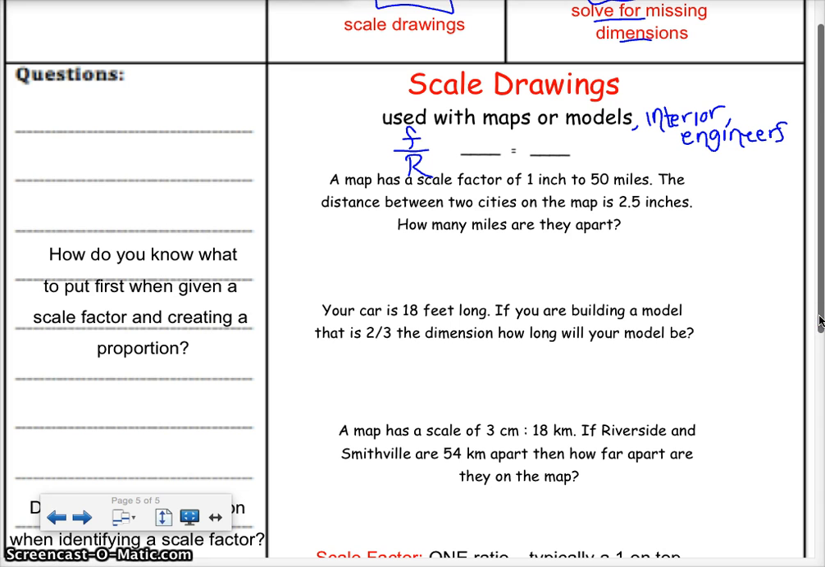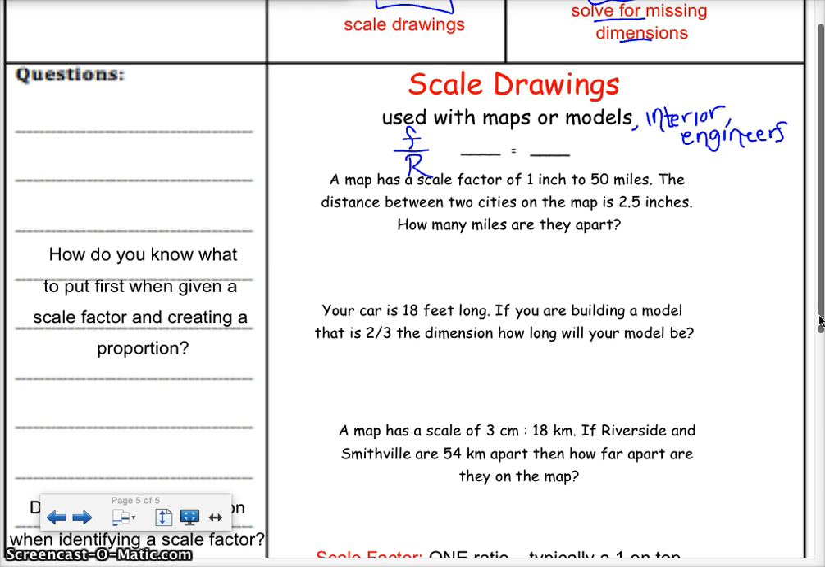We tend to always put that fake measurement or that model measurement on the top. Now it doesn't really matter because remember proportions, what matters is the pattern. But it does matter when we're talking about what is the scale factor. What people always say is like 1 inch represents 300 miles or 2 centimeters represents 18 feet or something like that. So it's always that model dimension goes on the top.